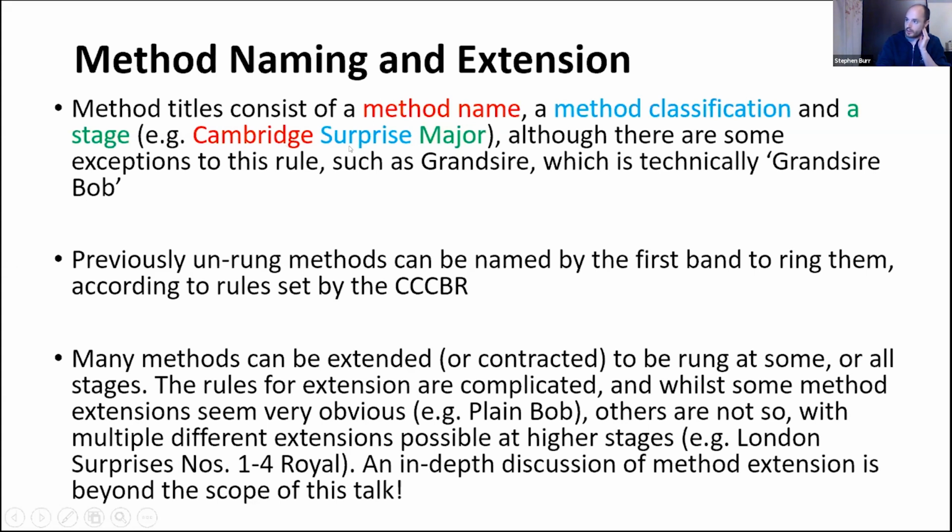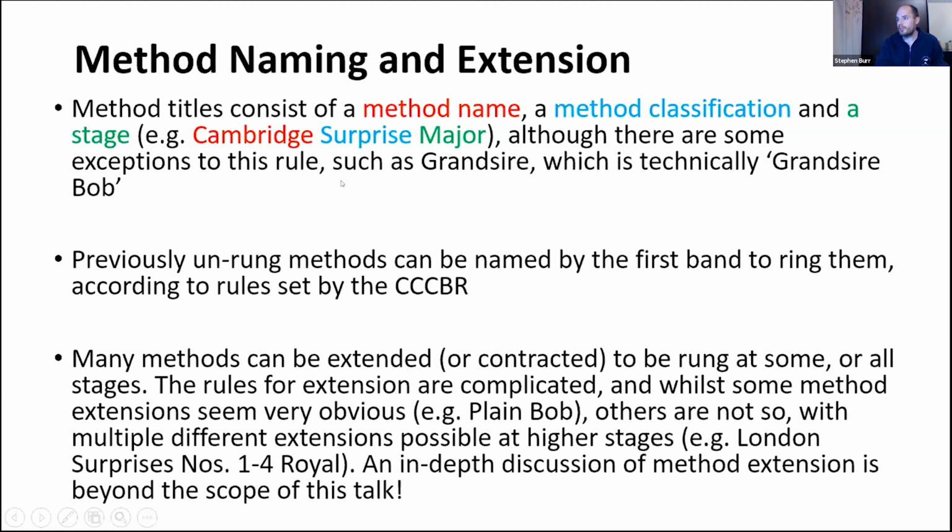So we can look at a commonly rung method, Cambridge Surprise Major. So here, Cambridge is the name of that method. Surprise is the classification, the type of method that it is. And major is the stage. So here we're ringing on 8 bells. And this is generally how methods are named. So you can get that information out of them. This gives it its unique definition. Then we've got the type and the number of bells.